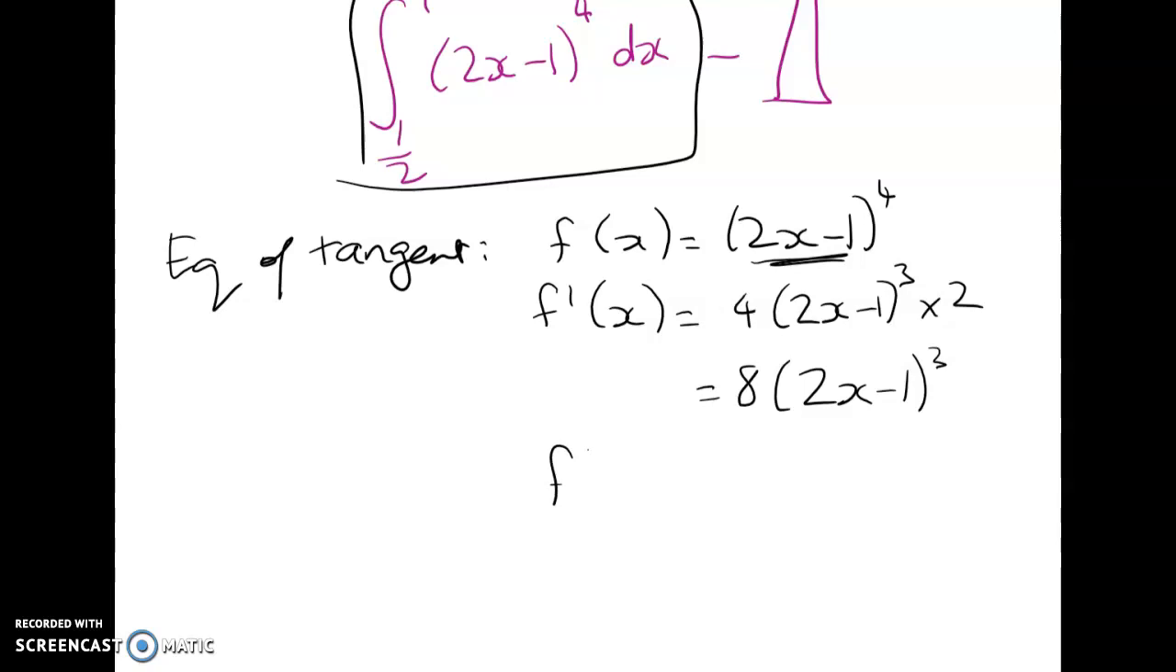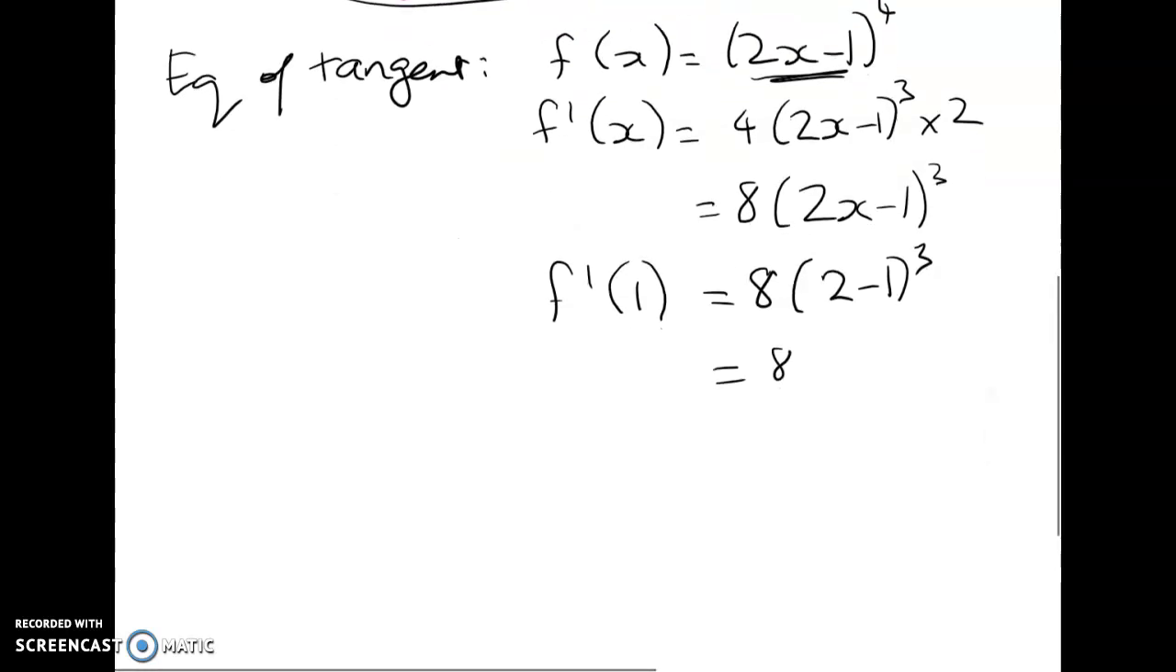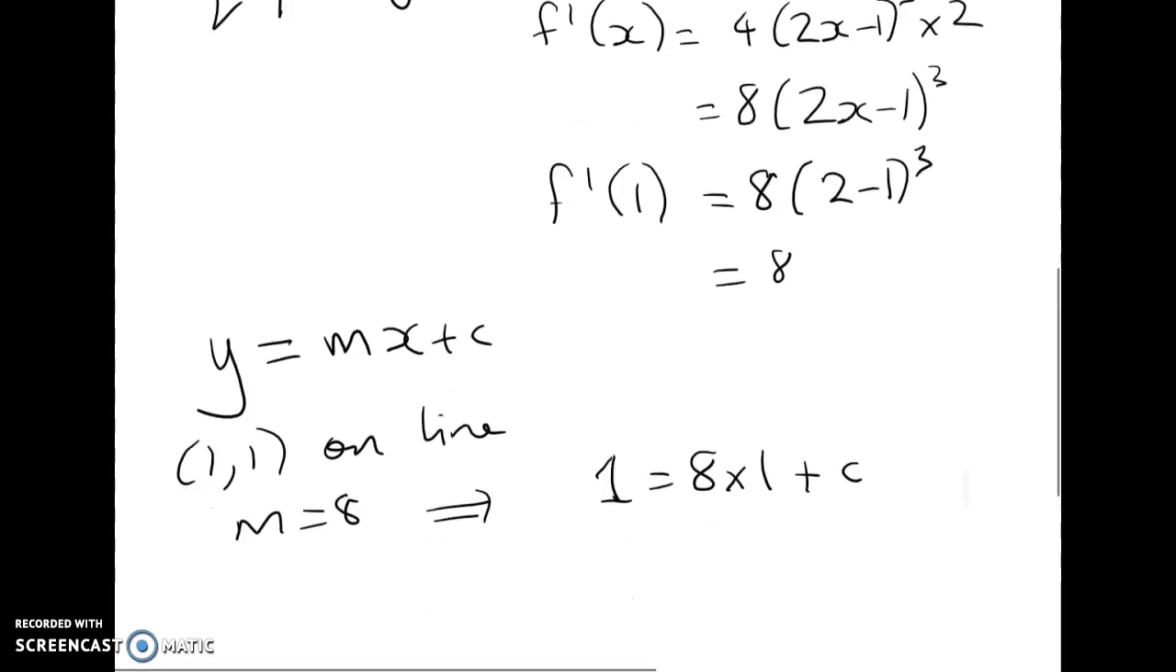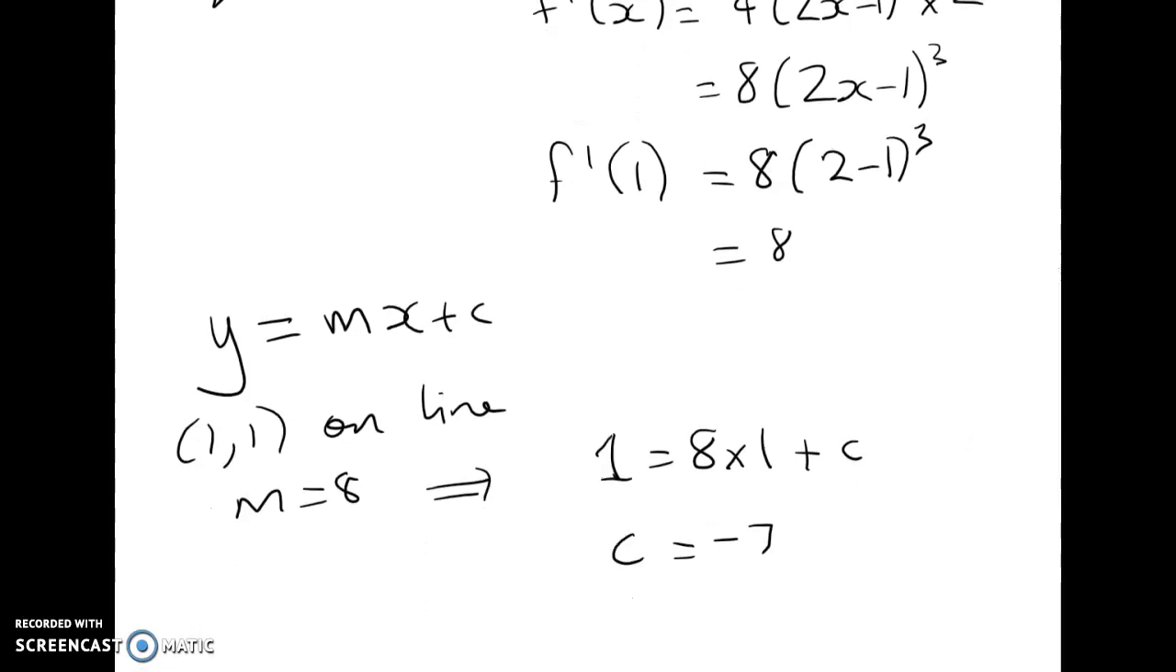And we need to evaluate that gradient when x equals 1. So we get 8 times (2 minus 1) cubed, which is 8. Now, there are a couple of different ways to work out the equation of the tangent, but the easiest is probably to say y equals mx plus c. (1, 1) is on the line, and m is equal to 8. So we have 1 is equal to 8 times 1 plus c. c is equal to -7, and the equation is y equals 8x take away 7.